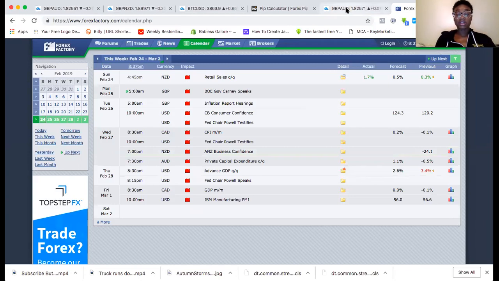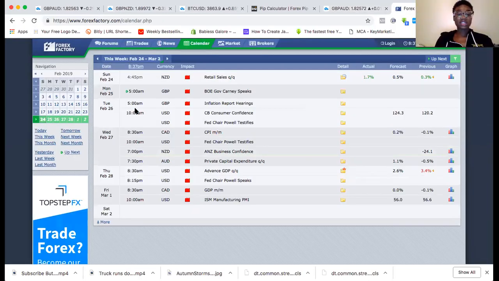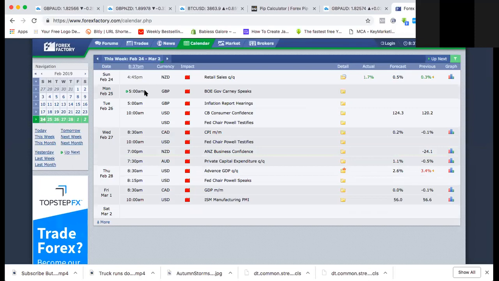This is a GBP. See, we're looking at GBP AUD, right? I got into this trade. I looked at news, and I'm like, okay, GBP news is going to drop at 5 a.m. tomorrow. I mean Tuesday. Oh, tomorrow actually. So GBP news. Tomorrow will be Monday though. Or is it Monday right now?